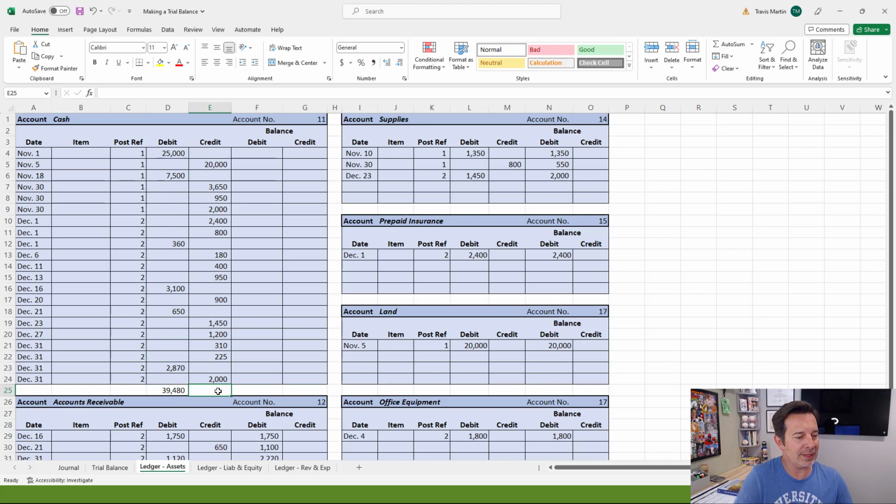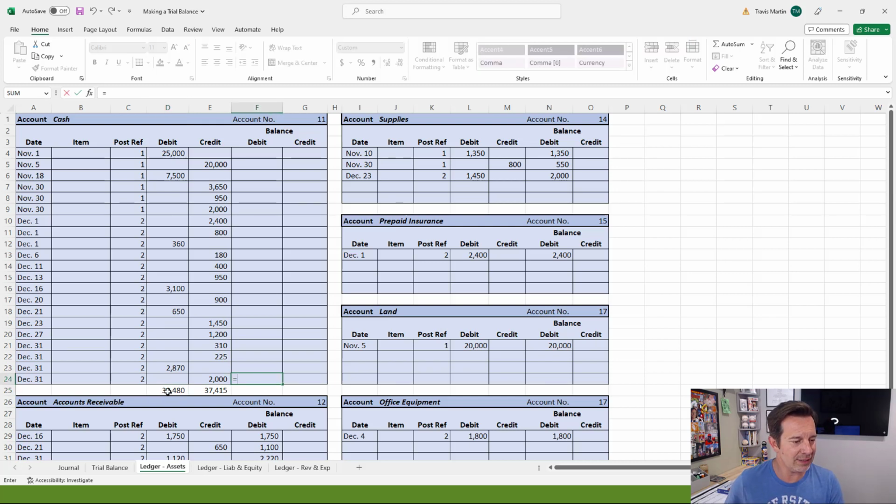$39,480 on the debit side, and I've got $37,415 on the credit side. Now, we don't leave it like that. We just need one number. You can see I have more debits than credits. I'm going to have a debit balance.